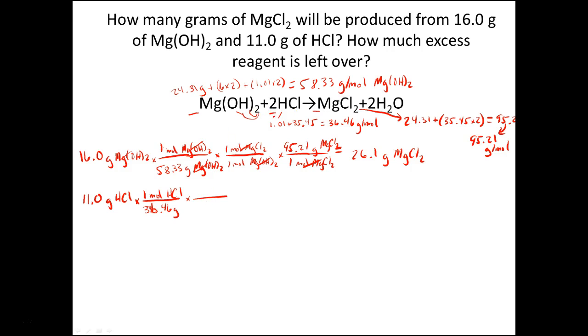Now this time we have a 2 here in front of our HCl, which means we need 2 moles of HCl down here on the bottom. And again, we have no coefficient in front of our magnesium chloride, so it's just 1 mole of MgCl2. All of our units are canceling out so far, so we're good. And now we just need the same exact last step that we had up here. So let's go ahead, write in our 95.21 grams MgCl2 and our 1 mole of MgCl2.